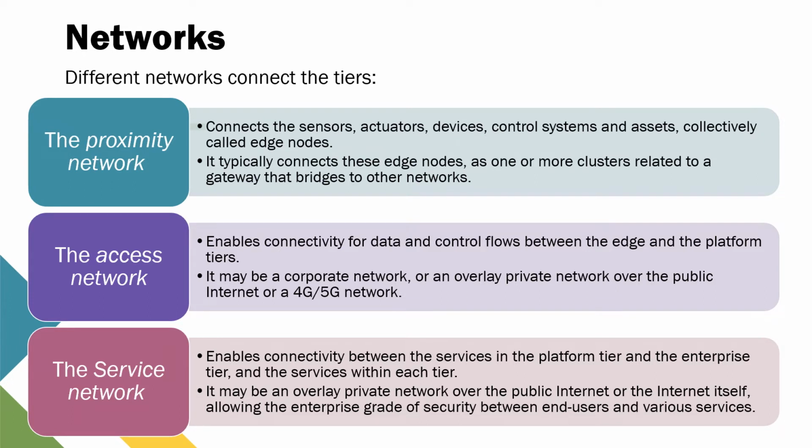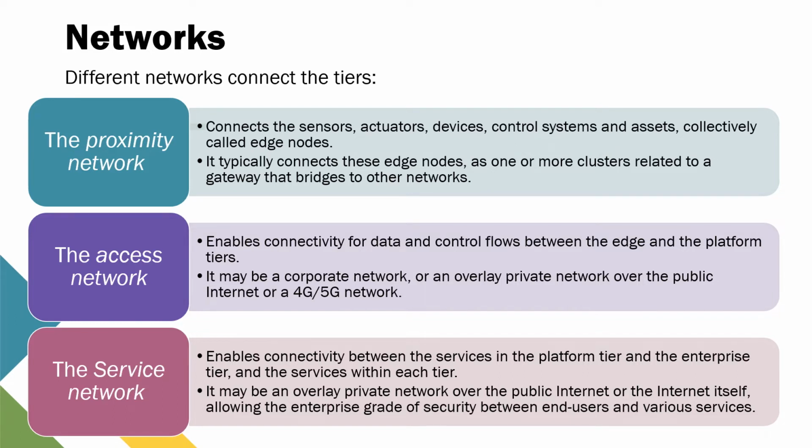Now, let us look into the different networks that connect the tiers. If you can see in the picture previously, we have the proximity network, we have the access network, and also the service network. So let's see the proximity network. The proximity network usually connects the sensors, actuators, devices, control systems, so everything related to M2M. It typically connects these edge nodes as one or more clusters related to a gateway that bridges to the other network.